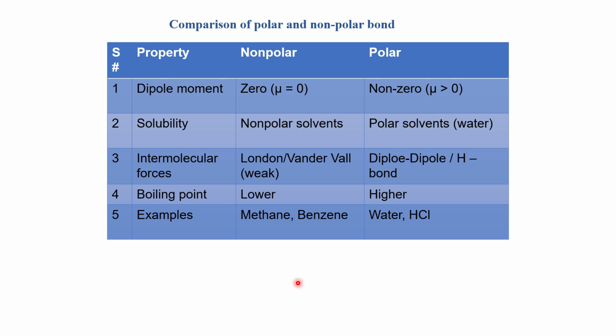From a material point of view, polarity controls the dielectric response, solubility, mechanical softness, and thermal stability of the material, making this distinction crucial in material selection in condensed matter physics.